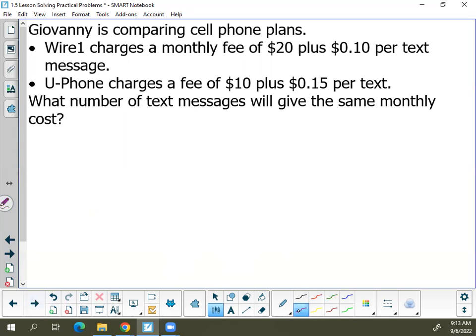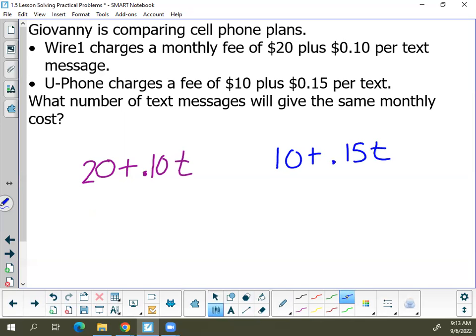So I have these two cell phone companies, and they have different ways to calculate how much you owe them. And so this first company, Wire One, they have a fee. Again, that's $20 constant plus 10 cents per text message. I'll call T text message. And then we have this U phone. They charge a fee of $10 plus 15 cents per text message. And I'm going to use the same letter because we're talking about the same thing, text messages.